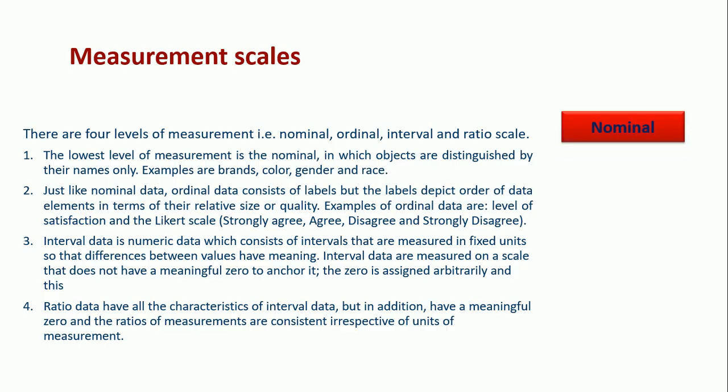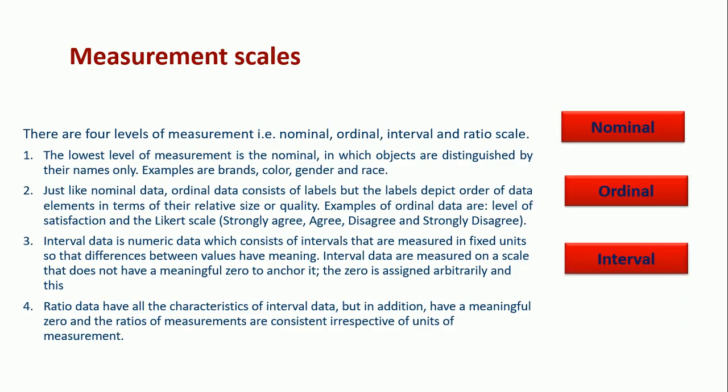So the first level of measurement is the nominal, followed by the ordinal. These two are strictly qualitative. And we have the interval and the ratio scale, which are strictly numeric.